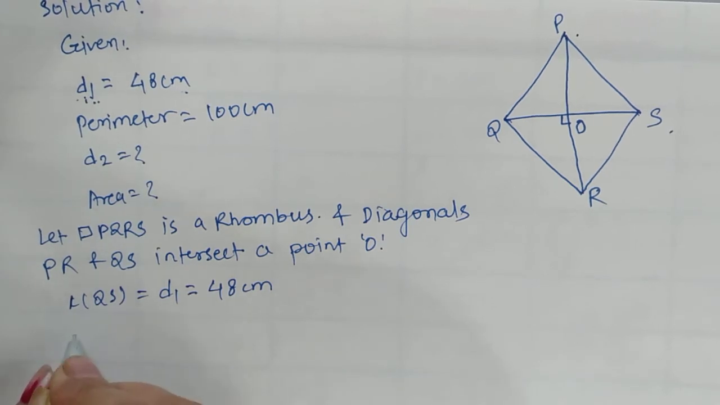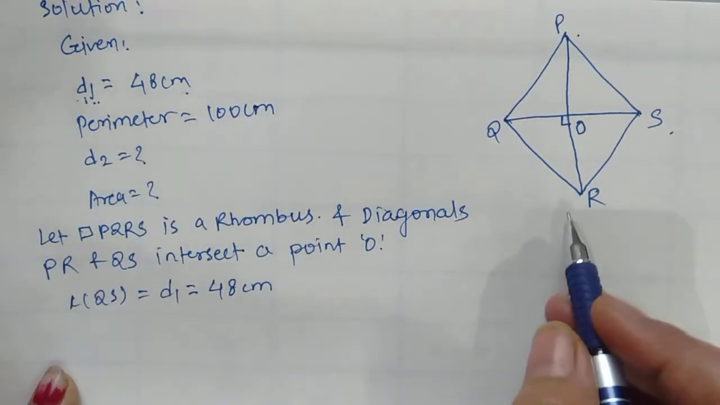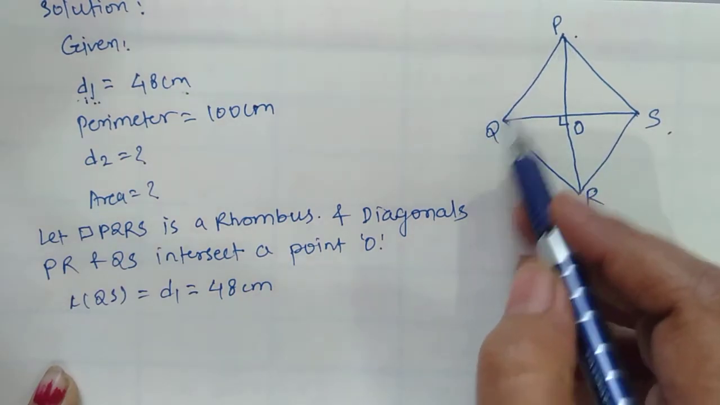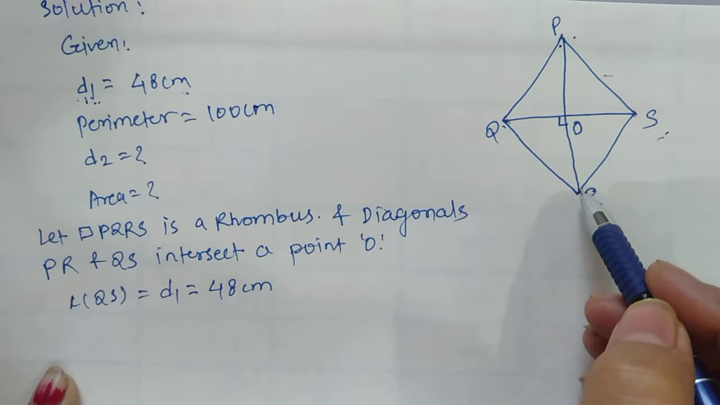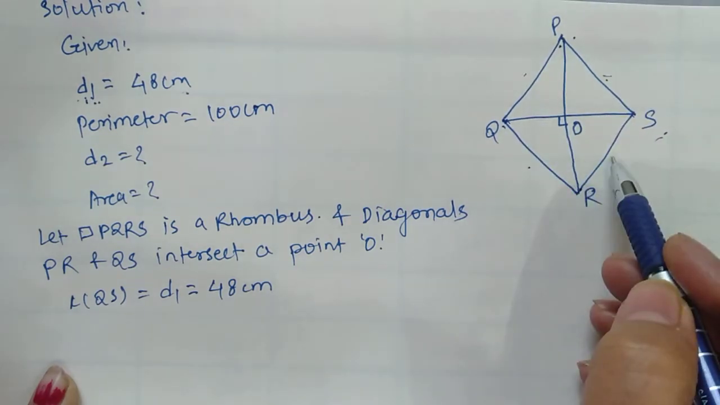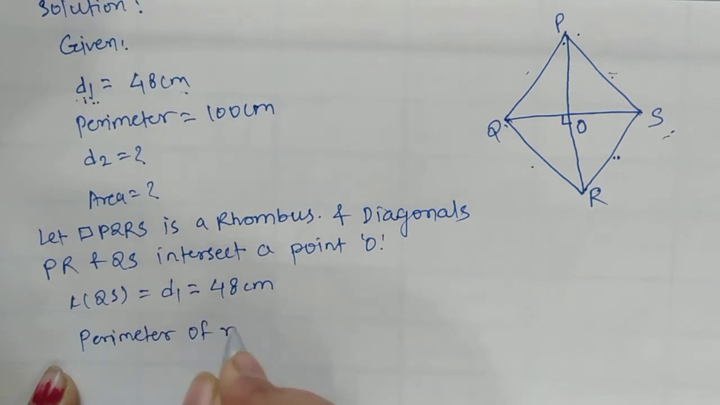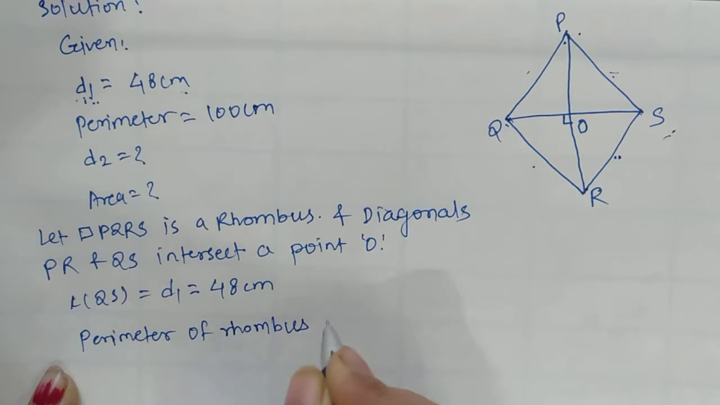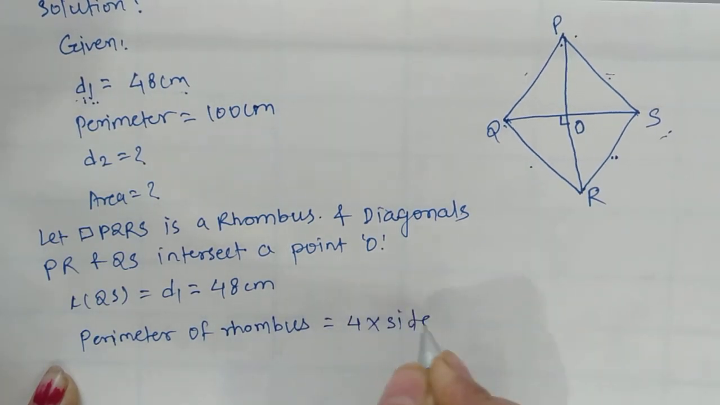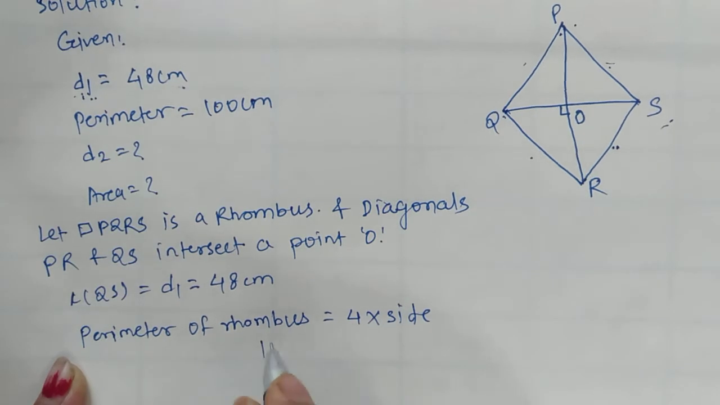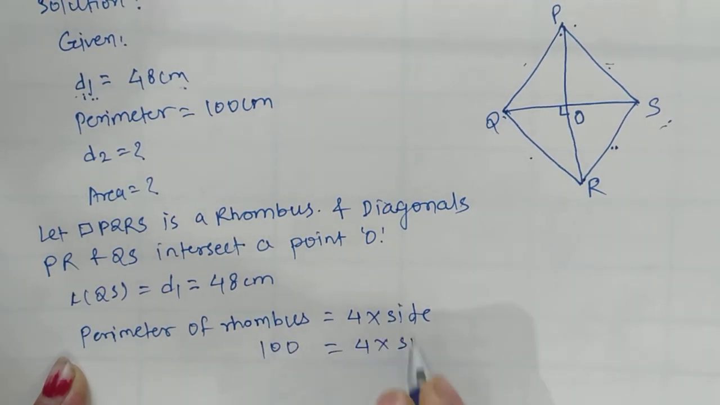Now the perimeter of the rhombus is 100 centimeter, and we know that perimeter means the sum of all sides of the rhombus, and all sides of a rhombus are equal. So perimeter of rhombus is equal to 4 into side. So put in the values. 100 is equal to 4 into side. So therefore side is equal to 100 divided by 4.